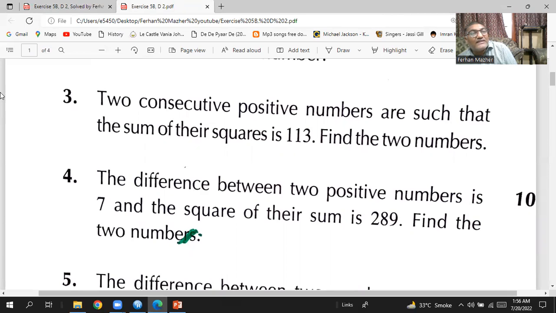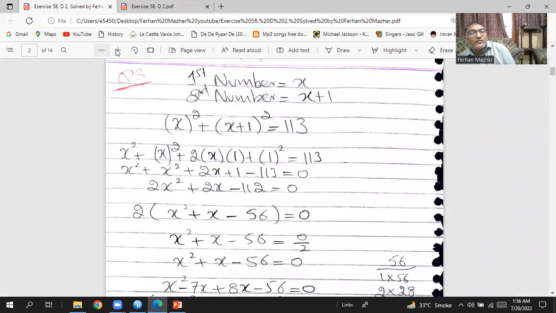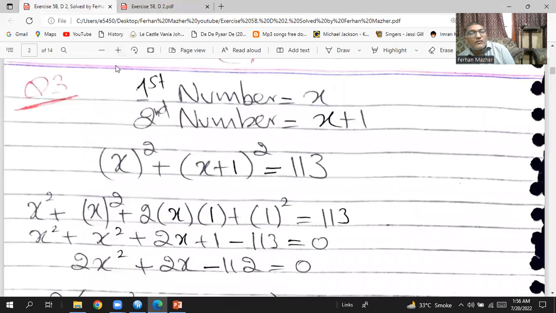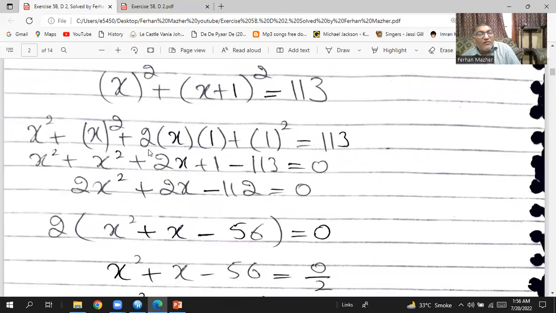Okay, so let's go to question number 3. Suppose that the first number is x, the next number will be x plus 1, because they are consecutive numbers. He says the sum of their squares. So the square of the first number plus the square of the second number, you add them, and that equals 113. So now we will open them.